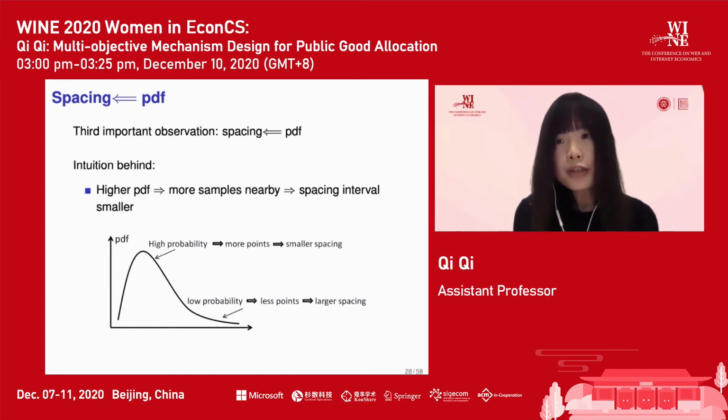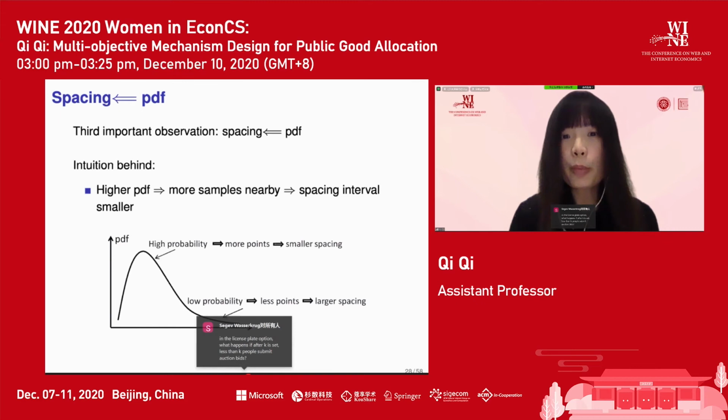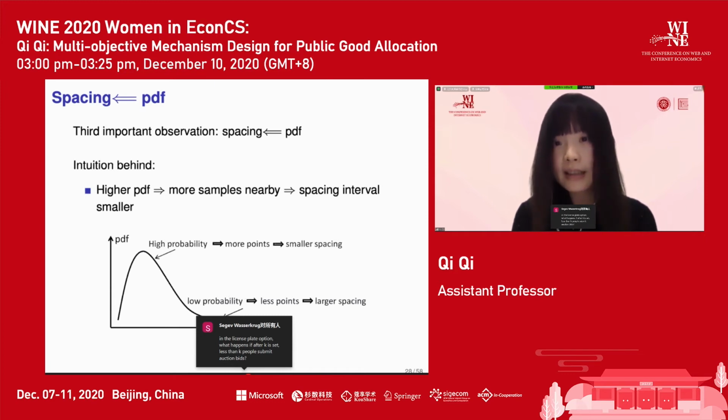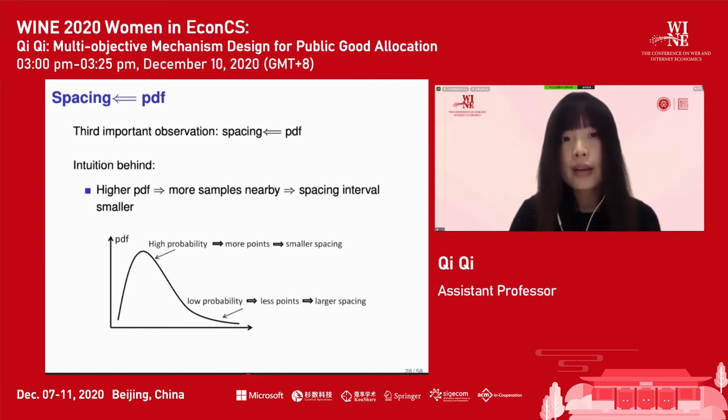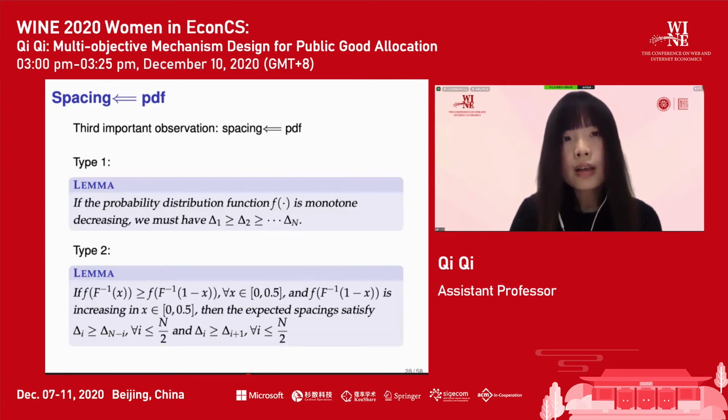The intuition is easy to understand, although the proof is difficult. If we have high probability, then more points will be around this area, so any two points will have a smaller spacing. And if it's with low probability, then there are fewer points in this area, and we will have a large spacing.